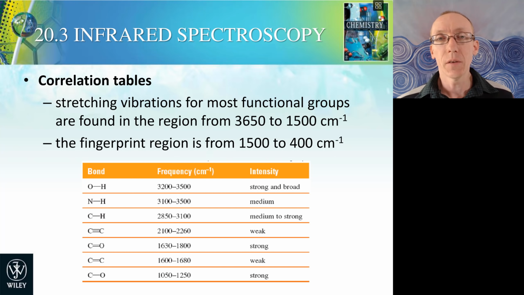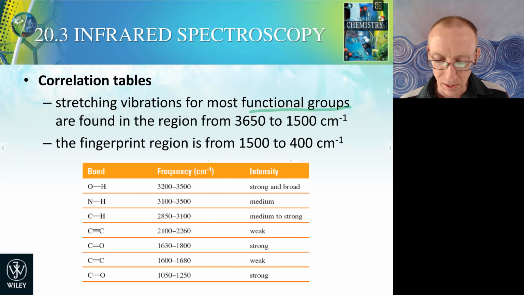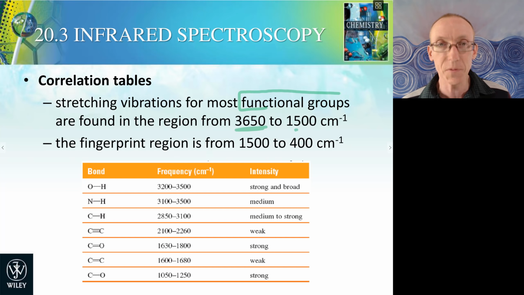So through a lot of experiment, organic chemists have managed to develop correlation tables that tell us what kind of vibrations correspond to what frequency within an infrared spectrum. Most functional groups we're interested in have stretching vibrations in the region 3650 to 1500 reciprocal centimeters. The area between 1500 and 400 reciprocal centimeters is what we call the fingerprint region.